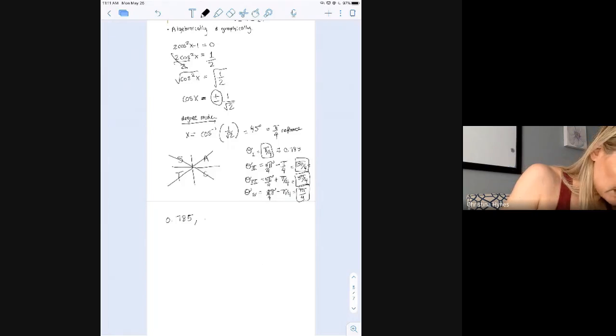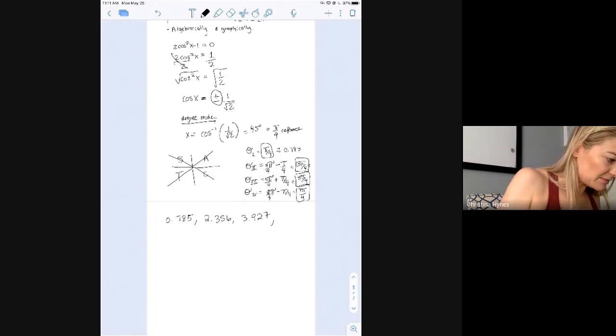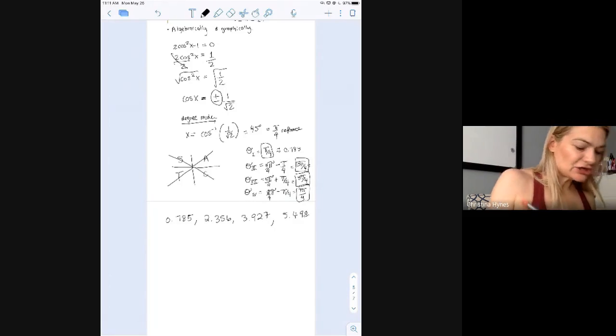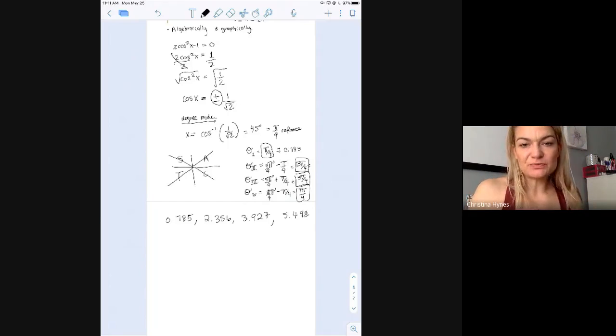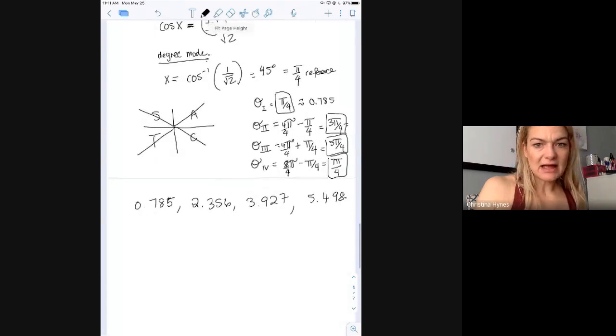It's going to be approximately equal to 2.356. Then I'm going to do 5 pi divided by 4, 3.927 when I round. And the last one, 7 pi divided by 4, 5.498. So these are the answers I should be getting when I do this graphically. If I get these answers graphically, then I know that I did the first part algebraically right.